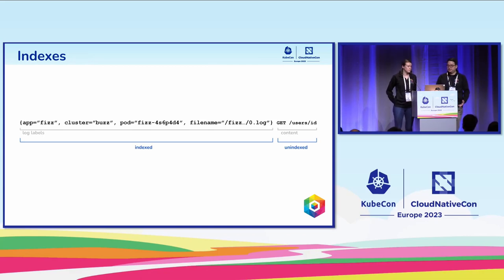So this is an example of what a log line might look like. On the left, we have some labels, and on the right, we have the content of the log line. Unlike other logging aggregators, such as Elasticsearch, Loki does not index the entire text of the log. Instead, Loki only indexes the labels associated with the log. This means smaller indexes, which in turn make Loki consume less memory and run more efficiently.